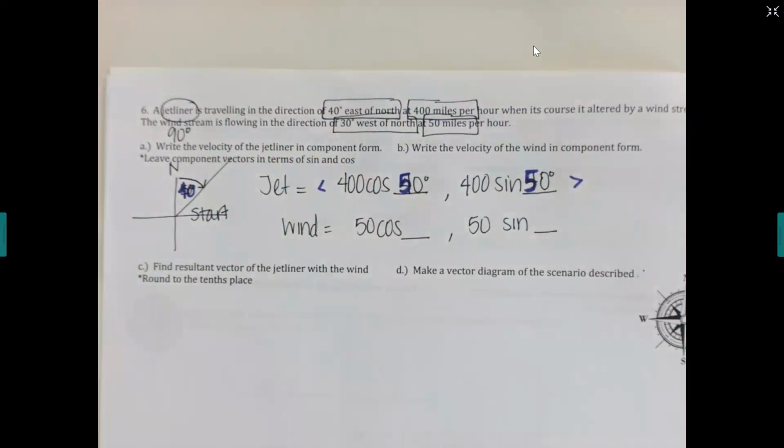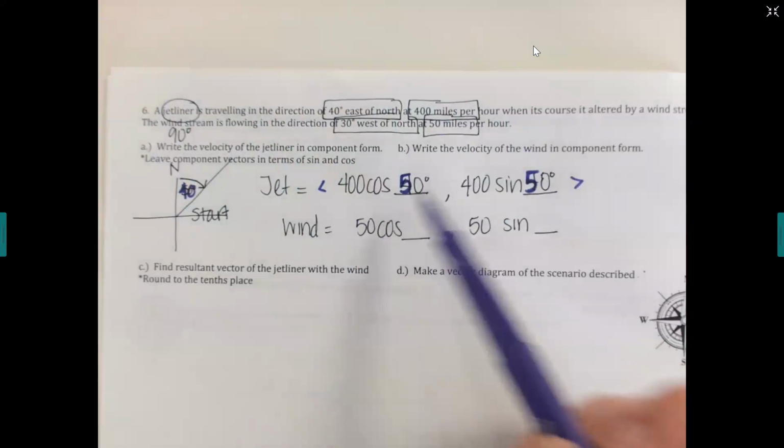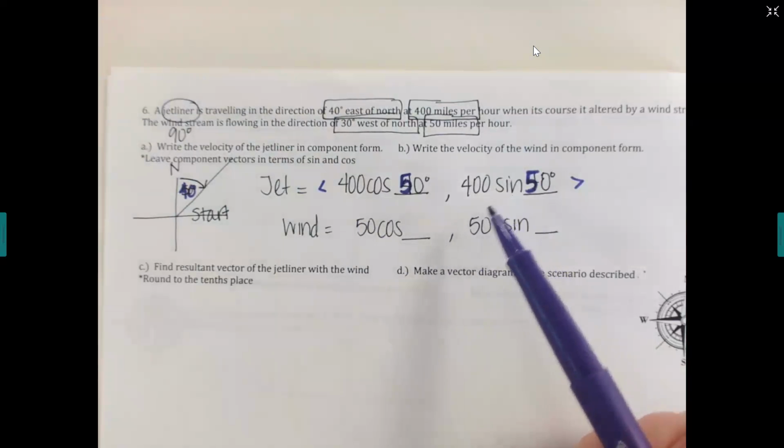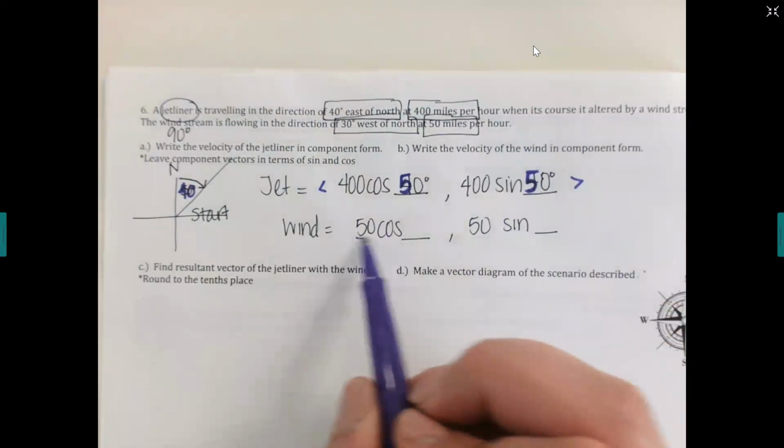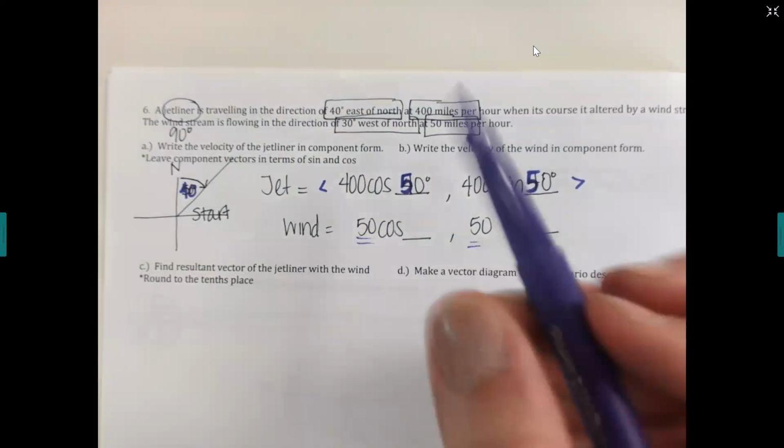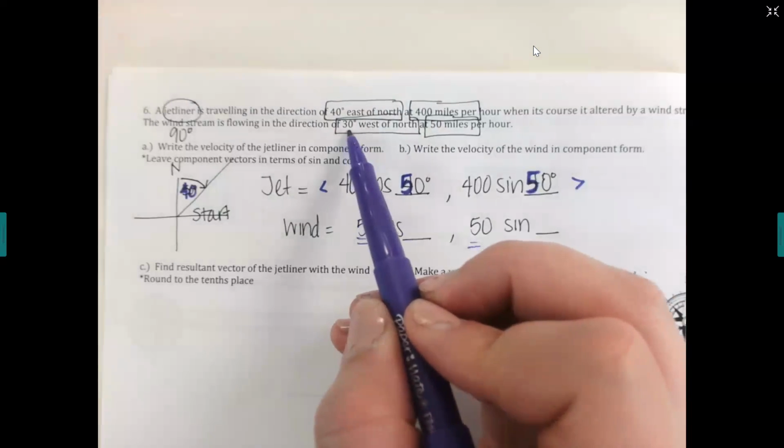So we did 400 cosine 50, 400 sine 50. Now we're doing the wind. The speed is 50, but we need to know the angle. So what does it say right here? 30 degrees west of north.